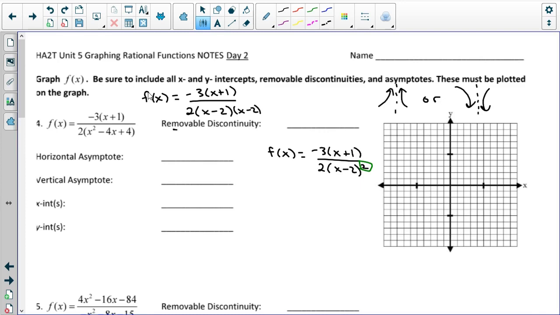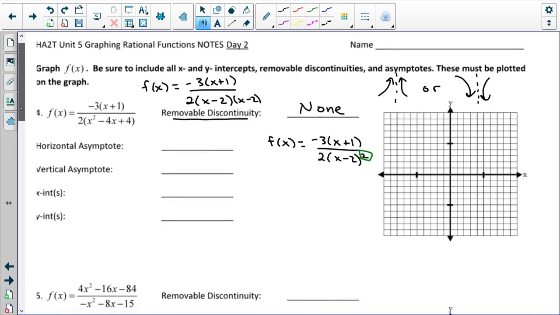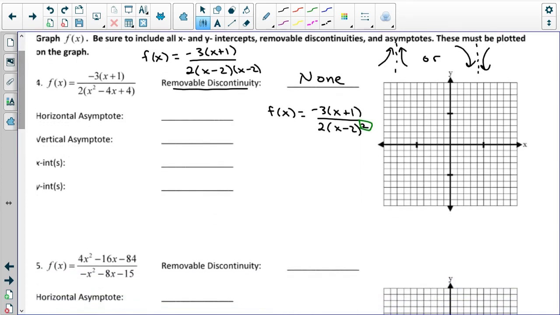I have no removable discontinuities. I have no holes because there's nothing that cancels off from both the numerator and denominator. Nothing makes both of them 0. Horizontal asymptote is going to be, once again, y equals 0. The power on the bottom is bigger than the biggest power on the top. The vertical asymptote is going to be at x equals 2. And as we noted, it's kind of like the quote-unquote bounce back in the polynomial chapter. So it's going to look like one of these. So I have a horizontal asymptote at y equals 0 and a vertical asymptote at x equals 2.